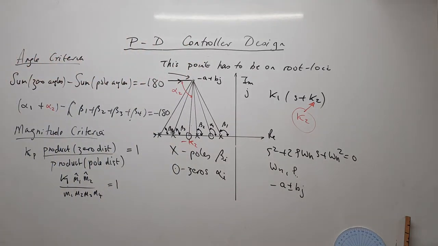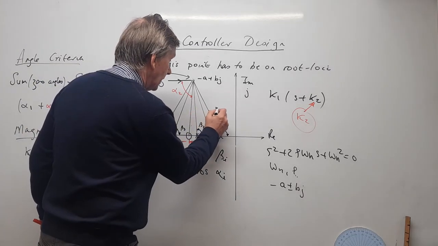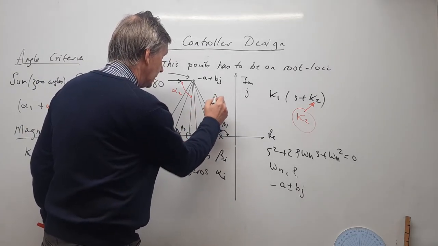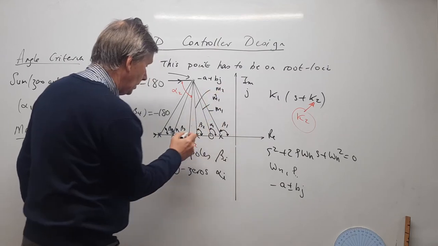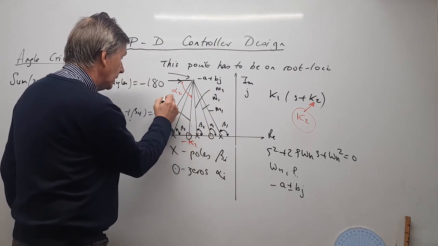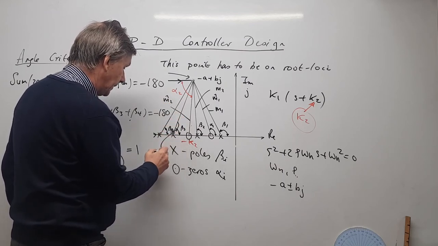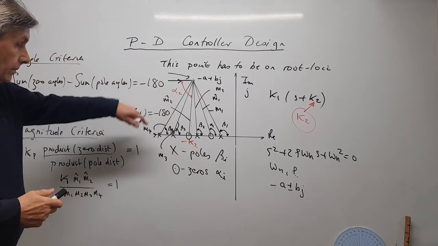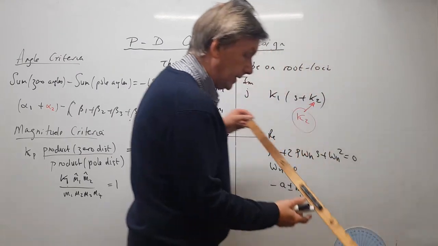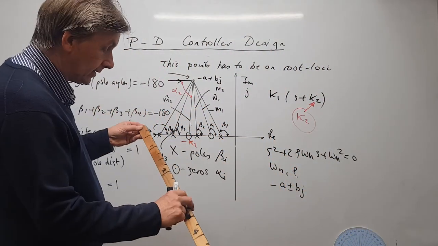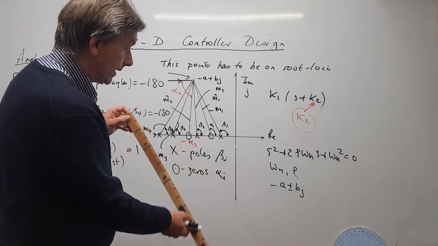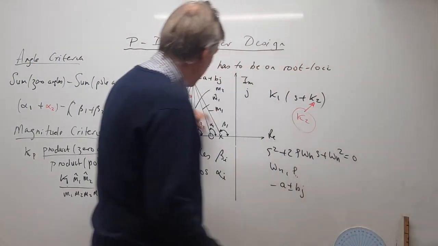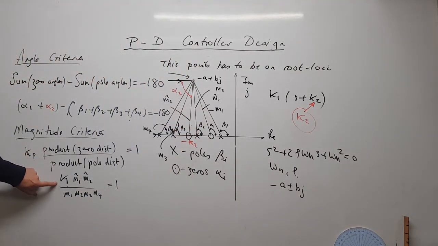Once you've got that number fixed, we can then apply the magnitude criteria. And the magnitude criteria involves measuring, so you have to measure that one as M1, that one is M1 hat, that one is M2, that one as M2 hat, that one there I'll say M3, and this one here is M4. So you could measure those, and you could use your ruler to do this. This is my specially designed ruler. It has got scales on it, like 1, 2, 3, and it's got reasonable scales on it. You can measure those distances, stick them in then to this formula here, and you get K1.